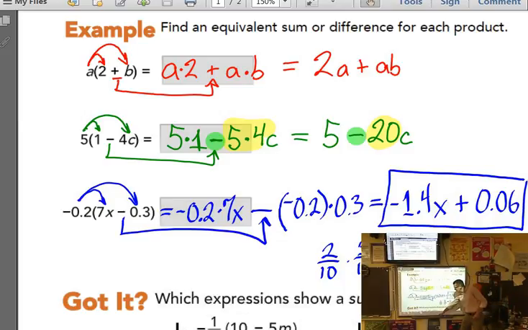If I knew that this was equal to 24, then I could work to solve it. But we don't. So we can't. Questions?